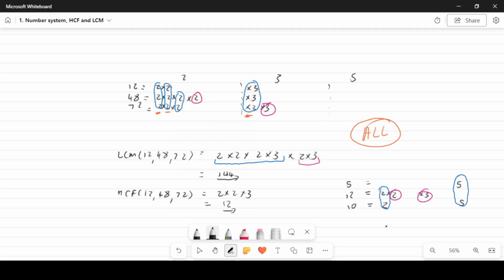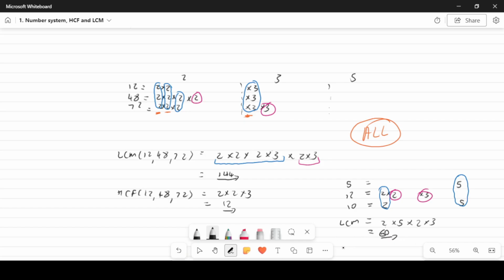Okay. And now I have to find the LCM between these. It'll be 2 times 5, which will make up your shared group, multiplied by the unshared, and therefore we get 2 times 2 is 4, 4 times 5 is 20, and 20 times 3 is 60. So we get 60 there.